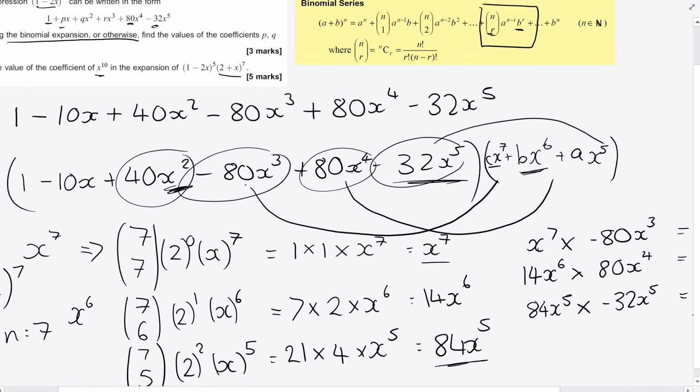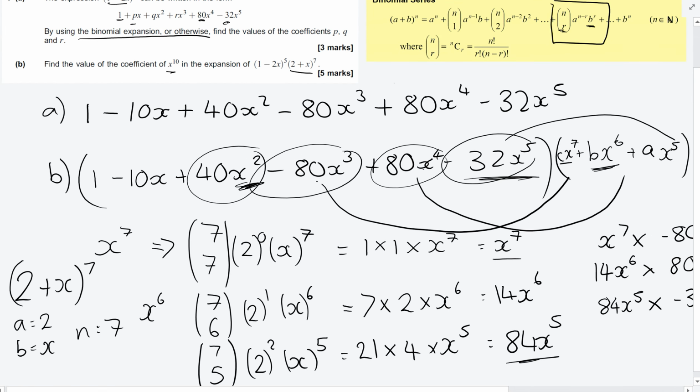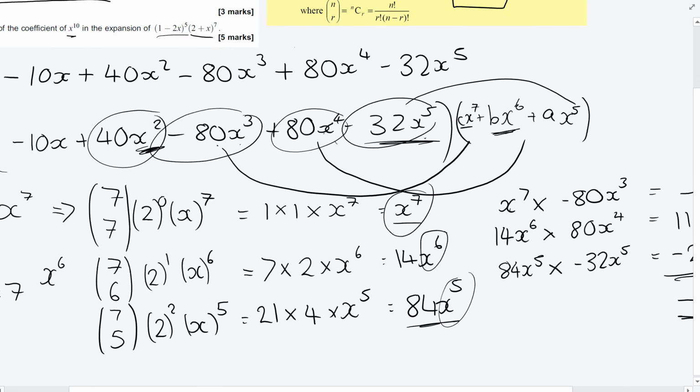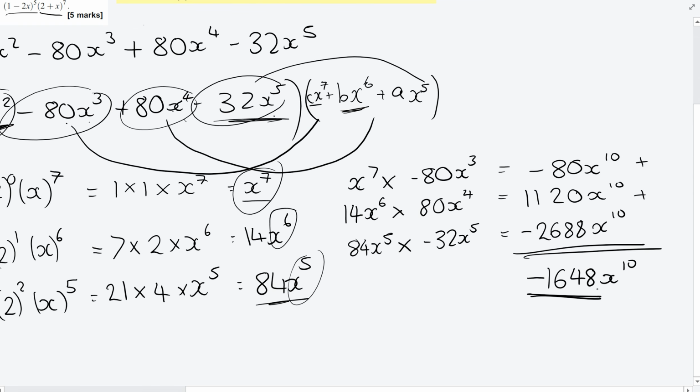So just to review what we've done then, we have thought about 1 minus 2x to the 5 and written that out fully. We then think, where are we going to get x to the 10 terms from? And there's three of them. X to the 3 times x to the 7, x to the 4 times x to the 6, and x to the 5 times x to the 5. So we work out what the x to the 7, x to the 6, and x to the 5 coefficients are in the expansion of 2 plus x to the 7, and then complete our multiplication to find our final solution.